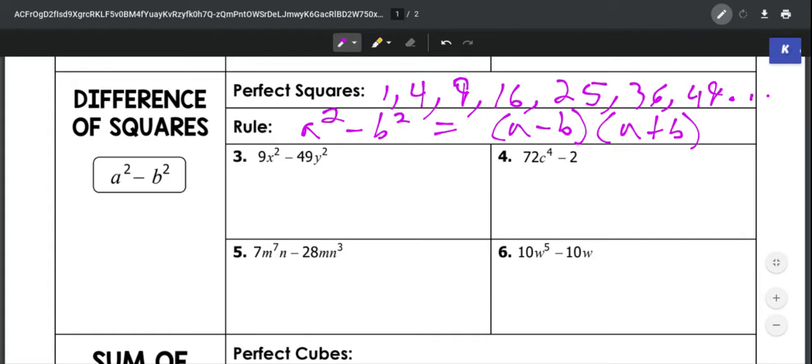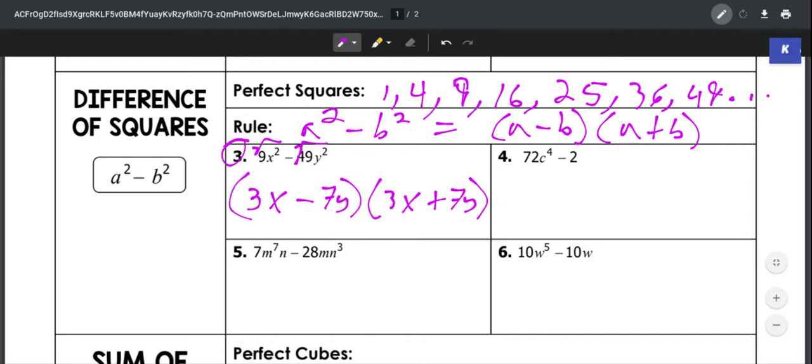We've done this before, so I think you should be pretty good with this, but I'll do an example anyway. Number 3, we've got 9x squared minus 49y squared. We can take the square root of both of these, so we can rewrite this as 3x, because the square root of 9x squared is 3x, minus the square root of 49y squared, which would give us 7y. Then all we have to do is rewrite this and flip the sign. So you're writing the same two factors out. One has a minus sign, one has a plus sign. And that's really all difference of squares is.